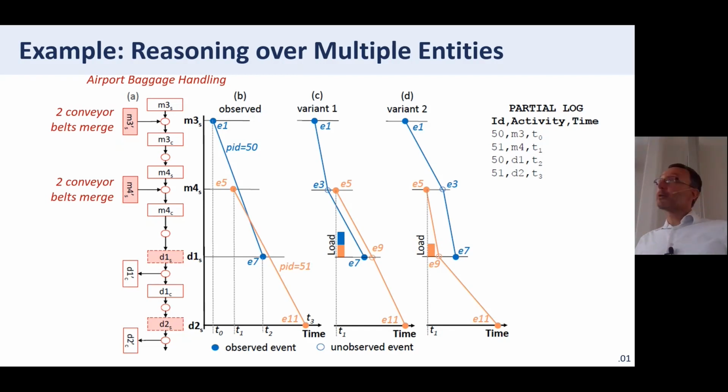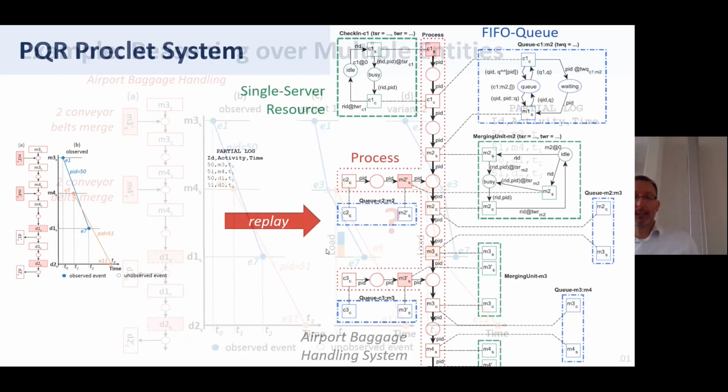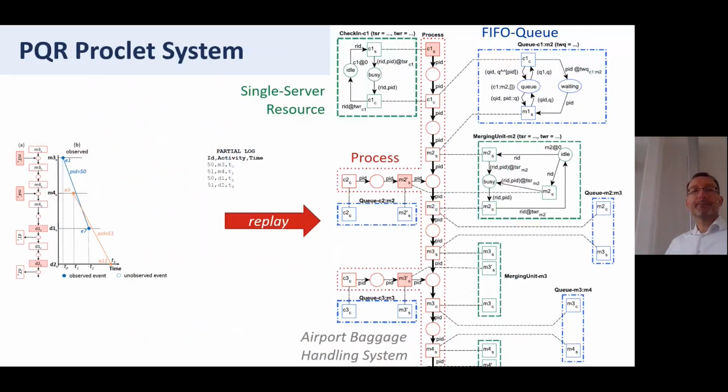Well, how to fix this? Well, how to know which one of these it most likely has been? The idea is to replay this partial log over a model of this baggage handling system, conformance checking, and infer the missing data. Now here you see a lot of things apply that I showed you before.